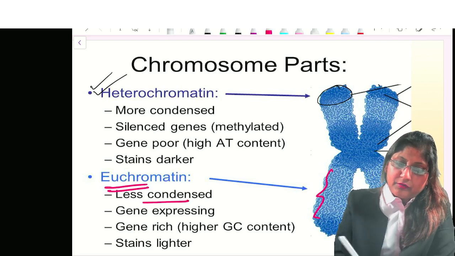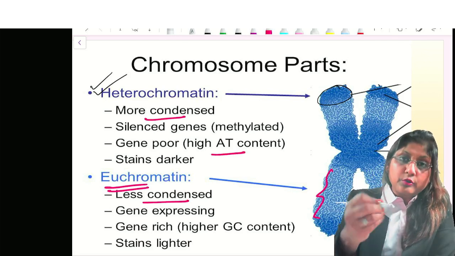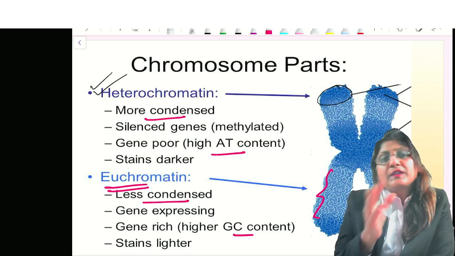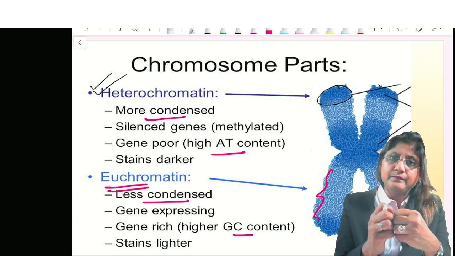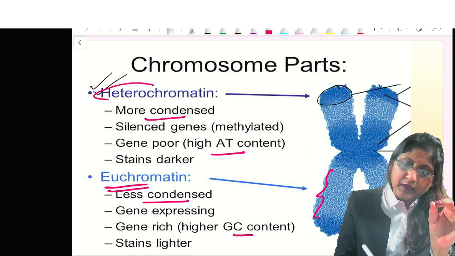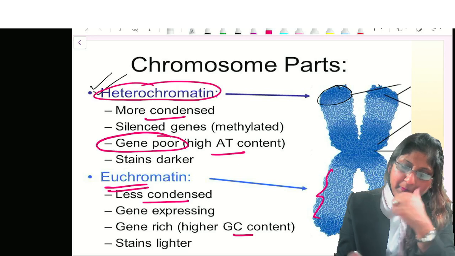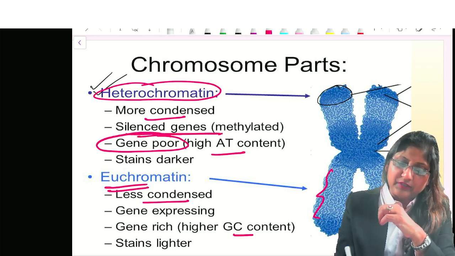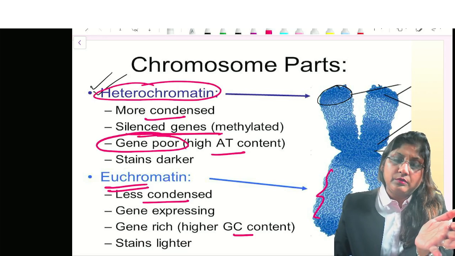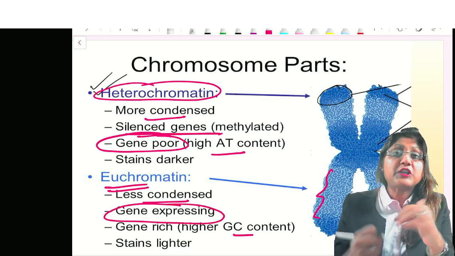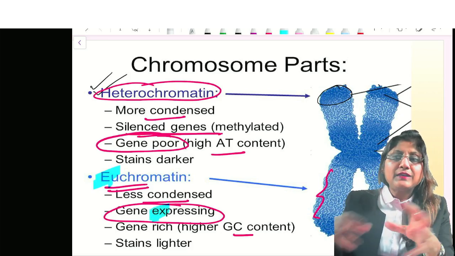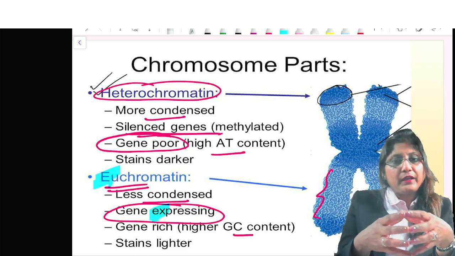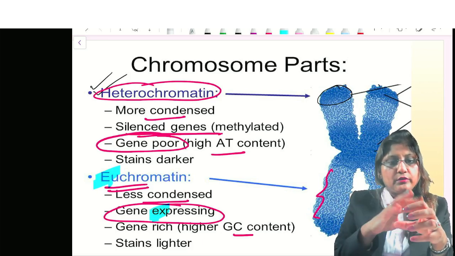Euchromatin is less condensed. Heterochromatin is more condensed. Rich in AT sequence. Euchromatin is rich in GC sequence. What is most important here, you must know that heterochromatin is having the condensed DNA. So the genes which are going to be there in the heterochromatin area are going to be silent. They will not be easily expressed. But in euchromatin, genes are expressing. You can remember E for E. Euchromatin expressed.